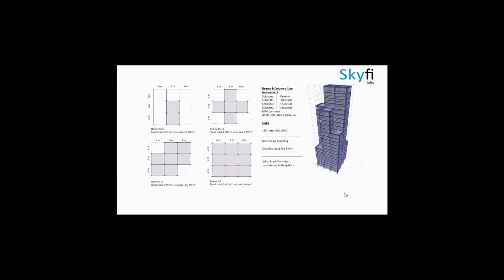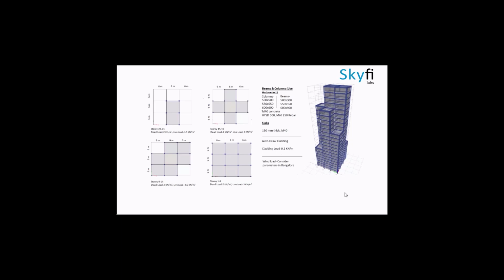Story 1 to 8 live load is 5 kN per meter square. Story 9 to 14 live load is 4.5 kN per meter square. Story 15 to 19 live load is 4 kN per meter square. Story 20 to 23 live load is 3.5 kN per meter square.